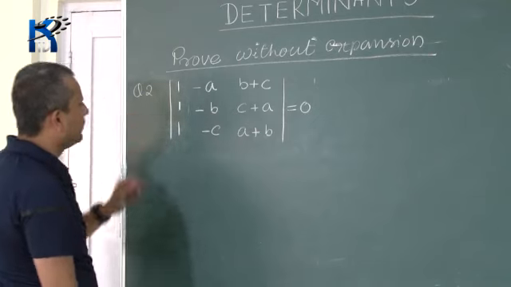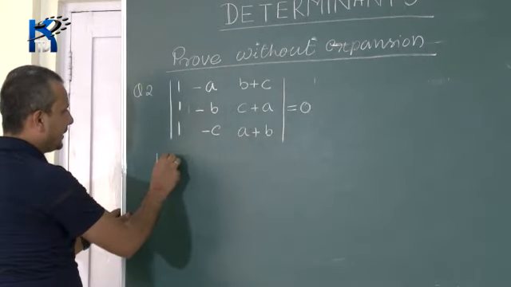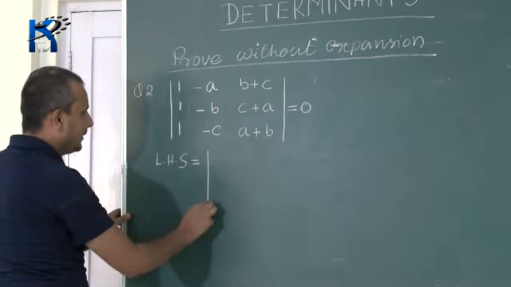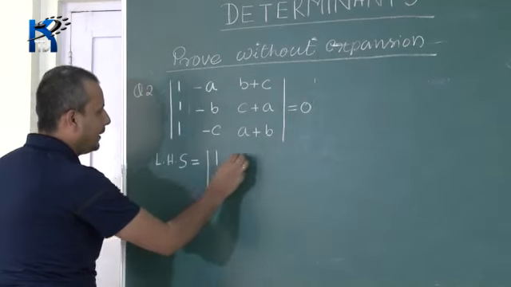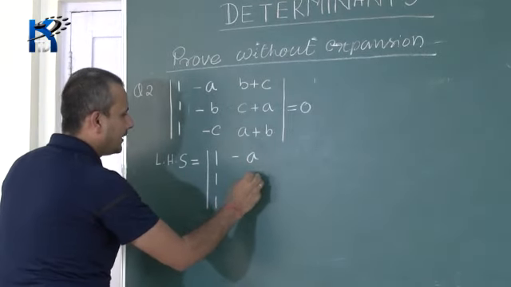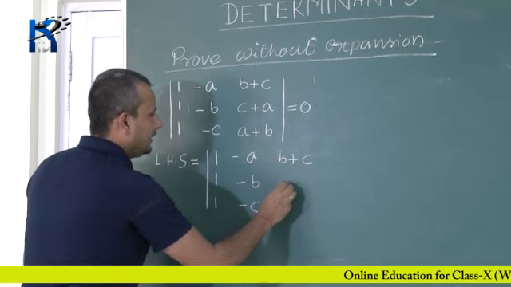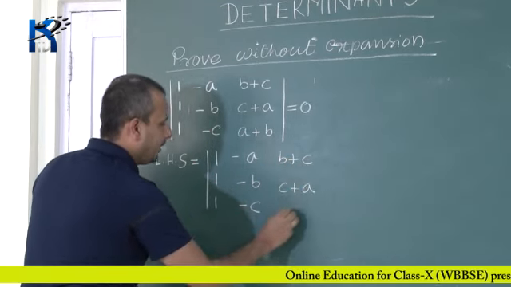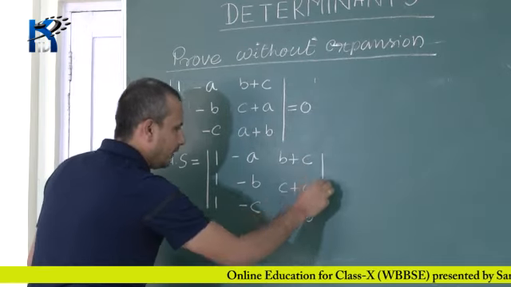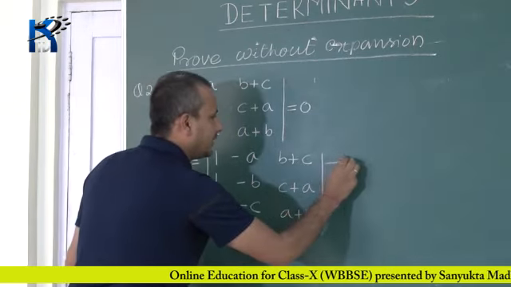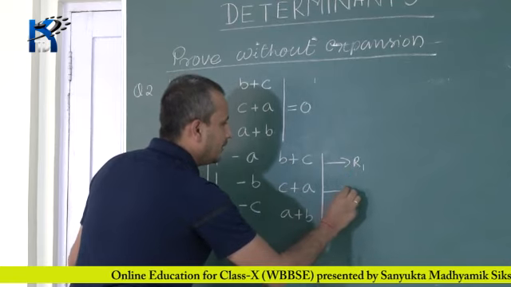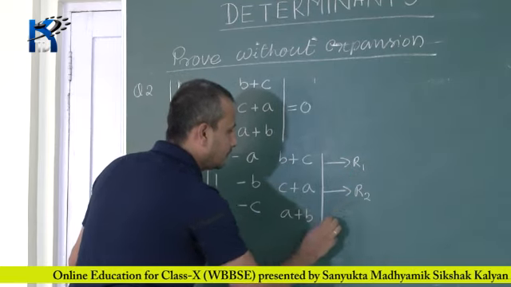Now another question, question number 2. For this question also I'll take the left hand side. The left hand side is 1, 1, 1; minus a, minus b, minus c; b plus c, c plus a, a plus b. Again for this numerical I'll write this is R1, this is R2, this one is R3.